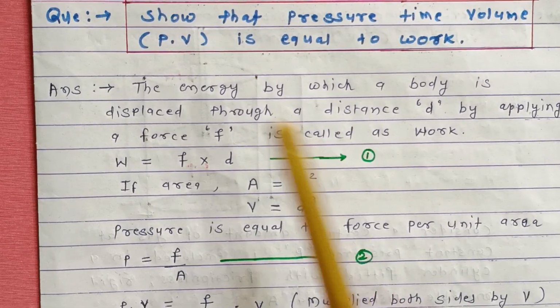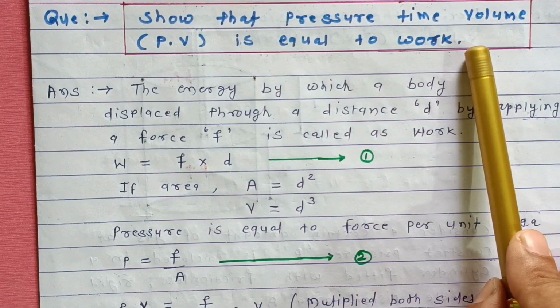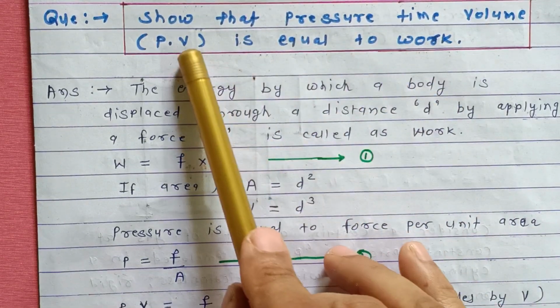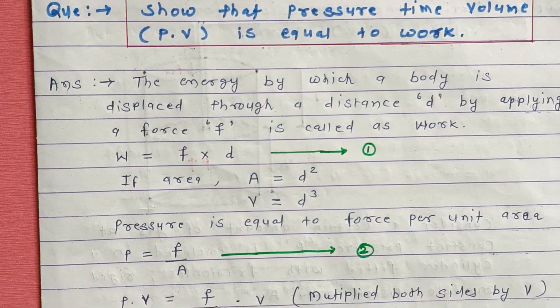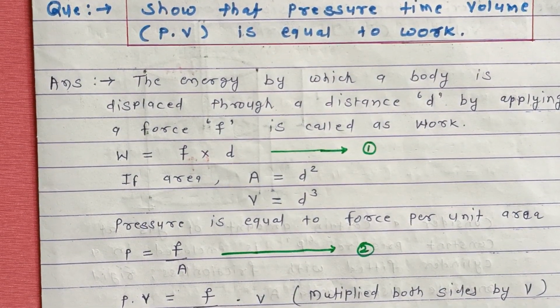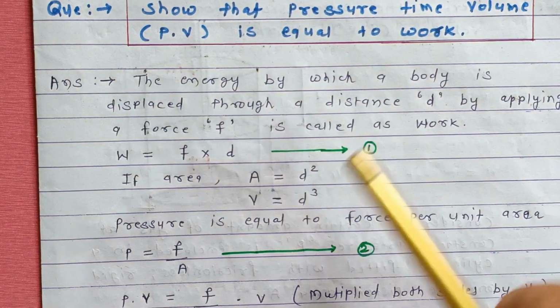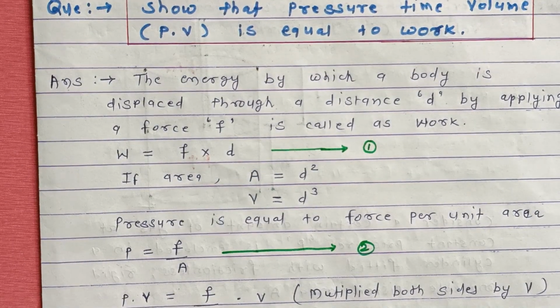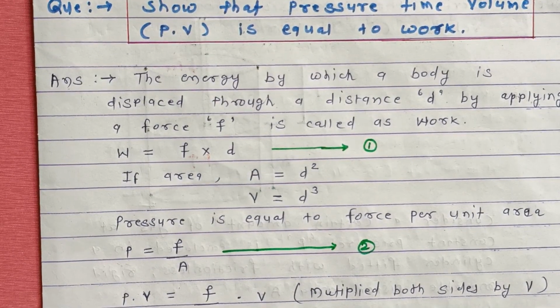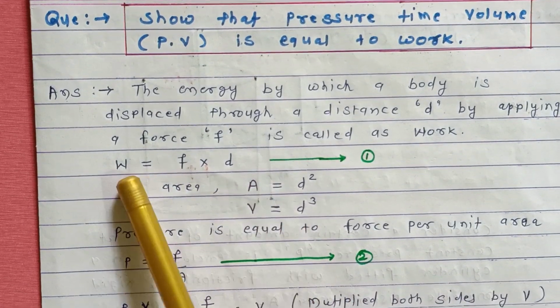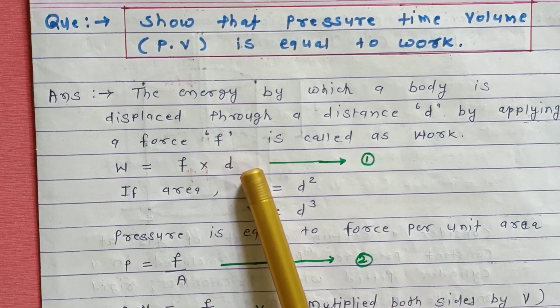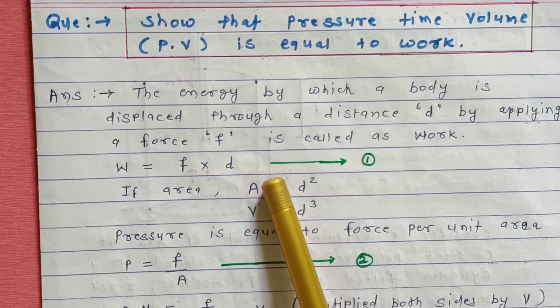स्टूडेंट्स, हम आज डेरिवेशन डिराइव करने जा रहे हैं। डेरिवेशन डिराइव जब किया जाता है तो उसमें क्वेश्चन पूछा जाता है: शो दैट प्रेशर टाइम वॉल्यूम is equal to the work. For explanation of this, we are taking the example of or definition of work. So work यानी क्या होता है?